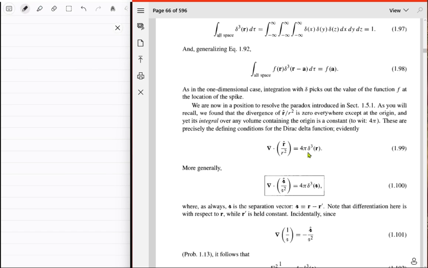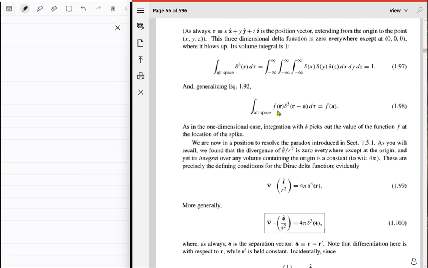These are precisely the defining conditions for the Dirac delta function. Evidently, the divergence of this thing is equal to 4 pi delta cubed of r. Fine. I expect it to be some kind of Dirac delta function anyway. So let's see what's going on. The volume integral of this thing over any volume that contains the origin: for every space that is not the origin, it's just 0, and at the origin, it is going to infinity. It just picks out the value at our origin. So that's just 4 pi, because that's what f of r is over here, and a is 0. Yeah, that makes sense.